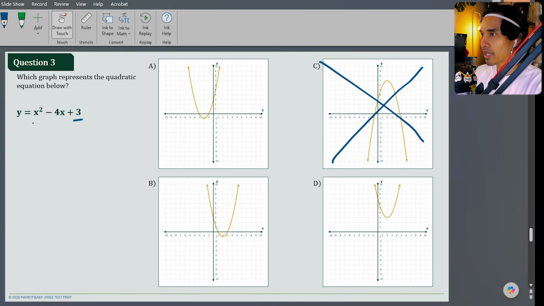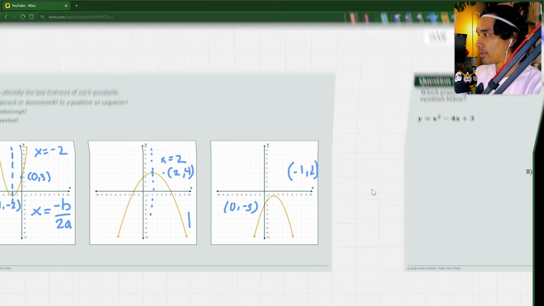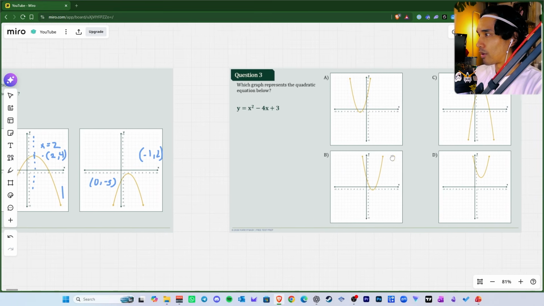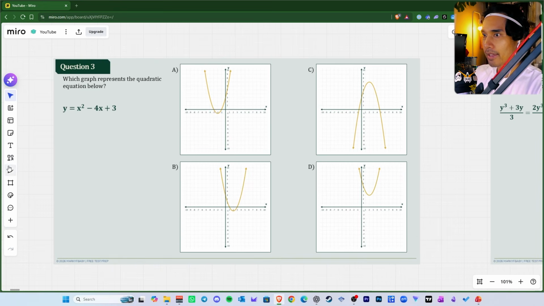And the y-intercept, if I make everything 0, I get y is equal to 3, giving me an ordered pair of 0, 3. Now let's go look at each graph, okay? And it's actually going to be much better when I go to the Miro board, and then I go over here. And we've already established that the y-intercept is at 0, 3, right?